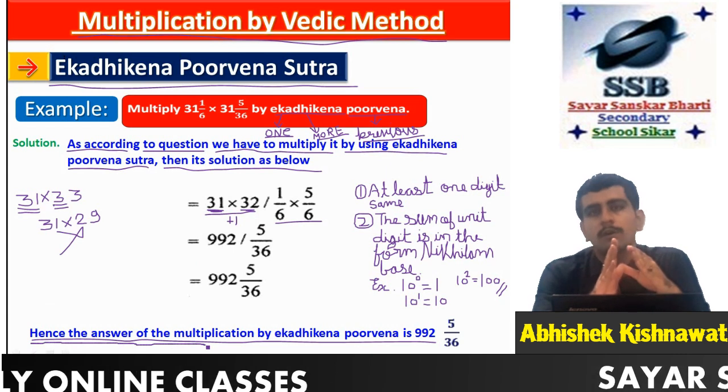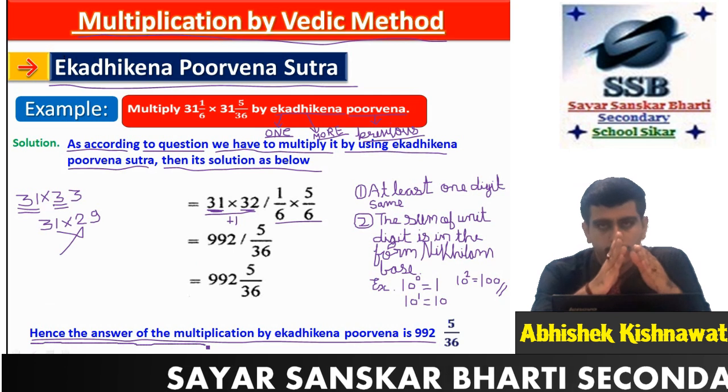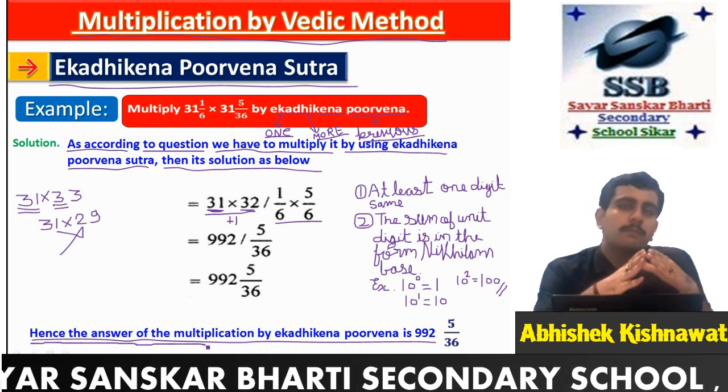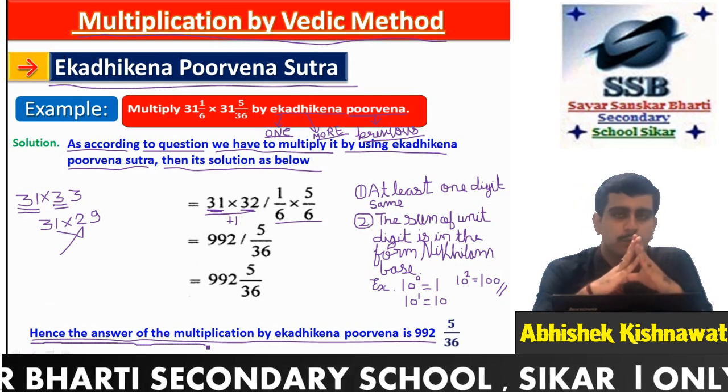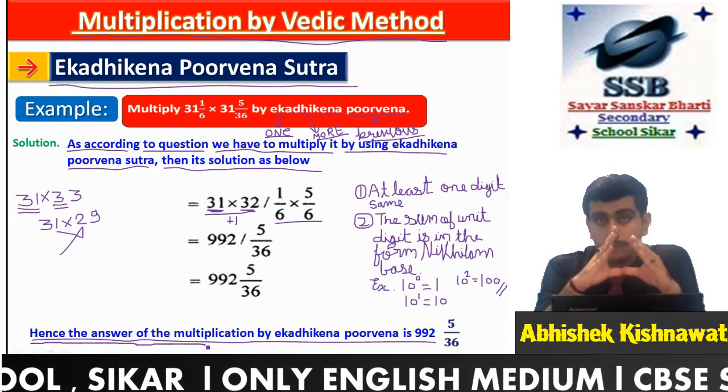And the second condition you have to check is, you take the unit digits and add them. After adding them, you see that if it is in the form of a Nikhilam base, then you can easily use the Ekadhik and Purvan method. Now I think you all know about it. You also have to remember the format of it.